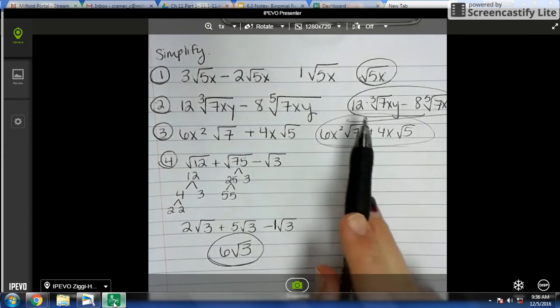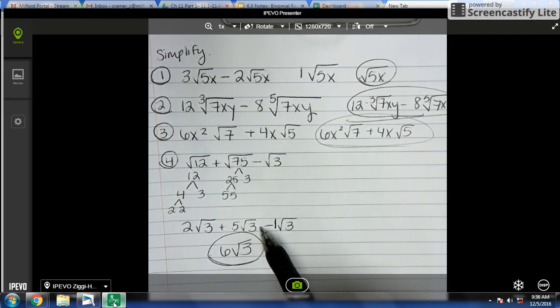So if they're not exactly alike, you can't add them, but make sure you look here and see if there's a way to simplify them to become alike.